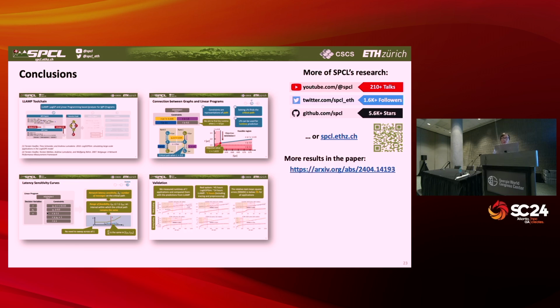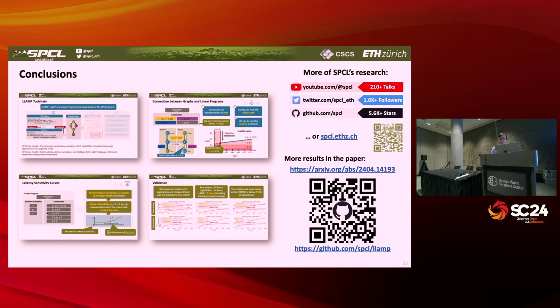There are many more results that we haven't had the time to show here, such as bandwidth sensitivity and topology analysis, and you can find all the other results in the paper. And if you're interested in using our toolchain, it is completely open source and can be accessed on GitHub. And that's the end of my talk, and thank you all for listening.